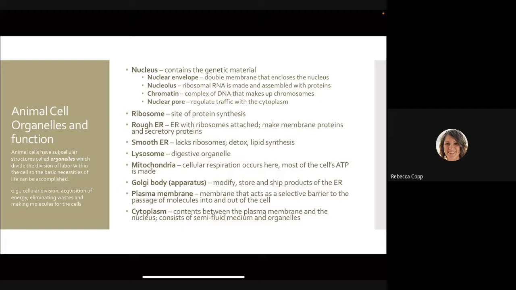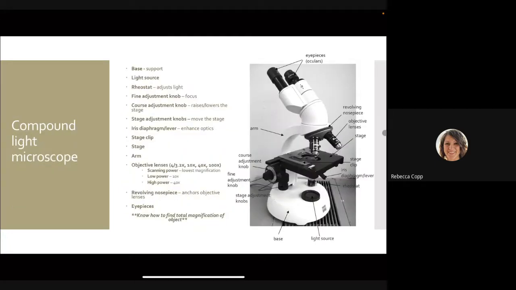The plasma membrane is a selective barrier into and out of the cell for the passage of molecules. And then the cytoplasm is kind of everything else, the contents between the plasma membrane and the nucleus and the organelles. Okay. So if you need me to go back to those, I can. Just let me know. All right, so then you have the compound light microscope, and you need to identify the parts of it and the function of those parts.